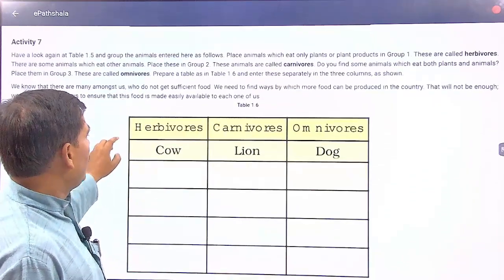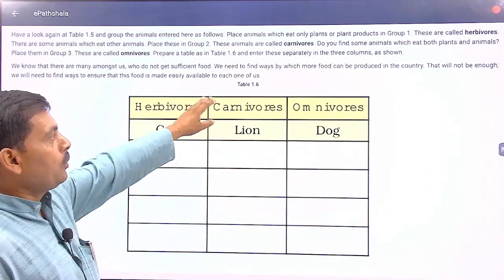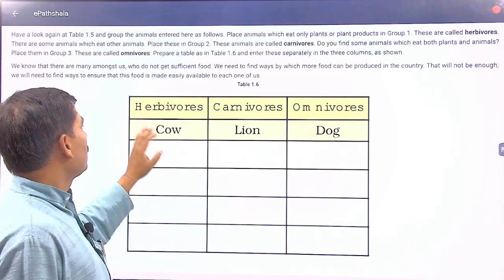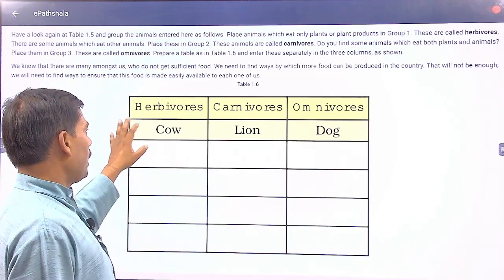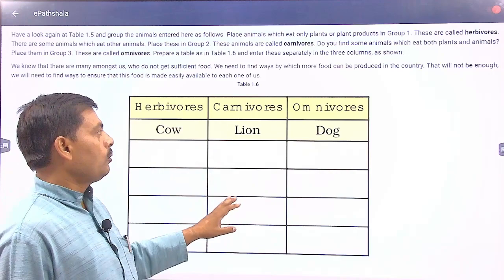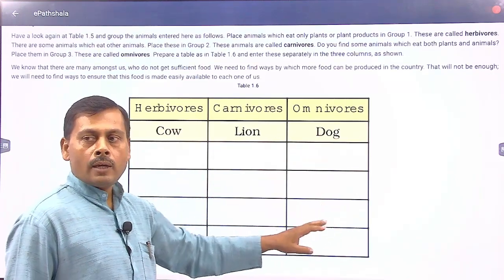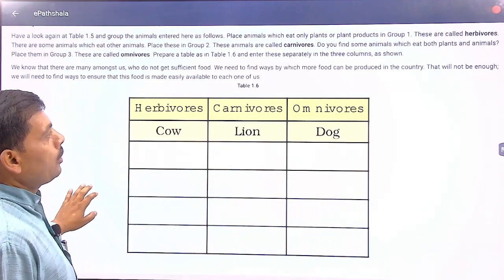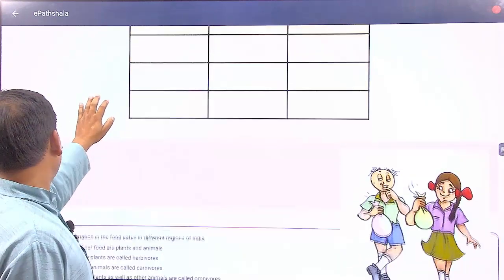And here is the table for you. Please prepare it with examples of some herbivores, some carnivores and some omnivores. Please prepare it at home with the help of your family members.